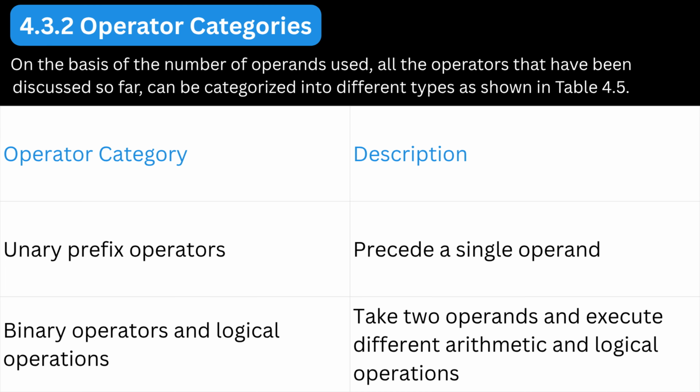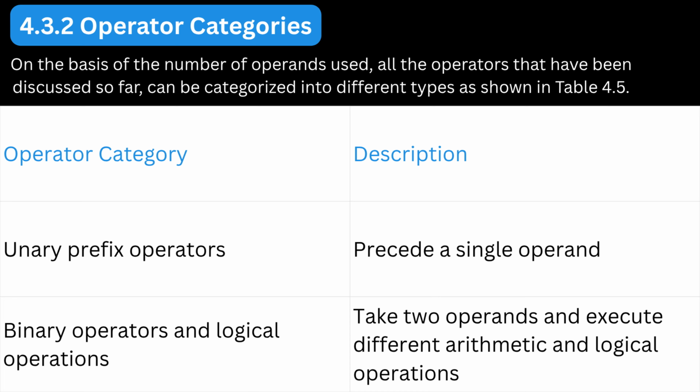The first category is unary prefix operators. The term unary means these operators work with only one operand. They appear before the operand and perform an operation on that single value. Examples you may already be familiar with include increment and decrement operators like ++x or --x. These operators change the value of a variable directly and are commonly used in loops or situations where you need to update a value in place.